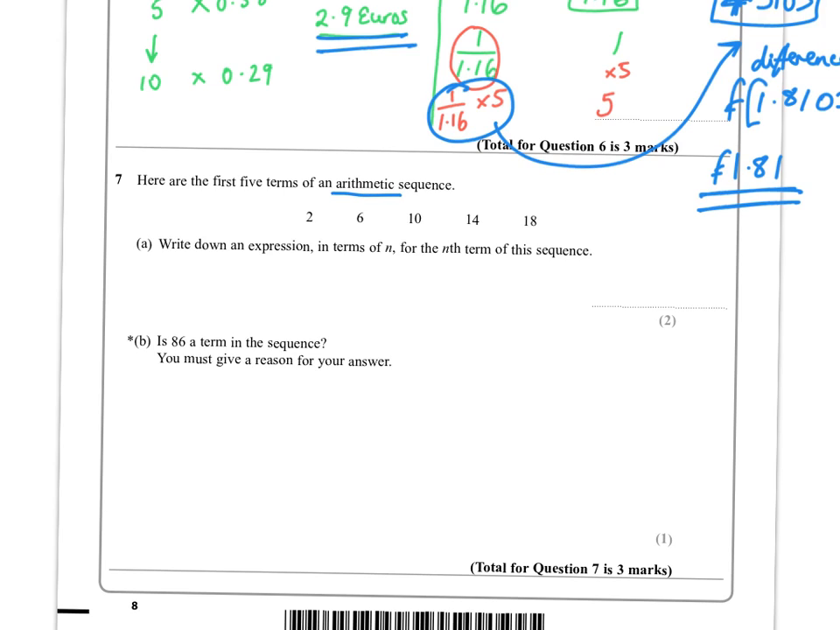First of all, I'm going to see if there's any pattern. So I can see it goes up in 4s. And so I know it's definitely got something to do with the 4 times table. And notice I'm writing this directly underneath each term.